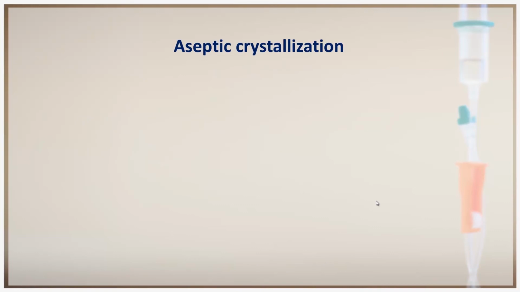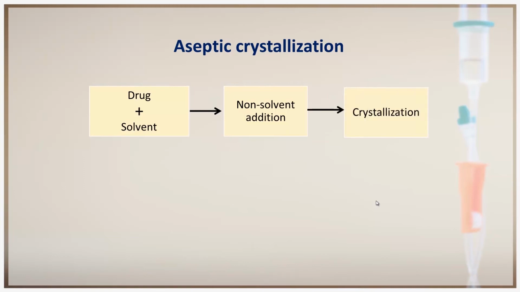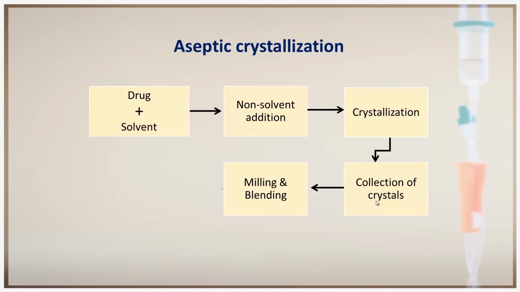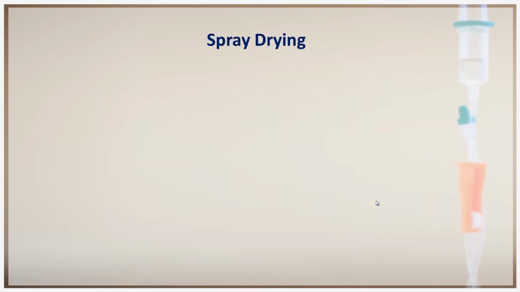Moving to aseptic crystallization. In aseptic crystallization, the drug is mixed with the solvent, an appropriate solvent is used, it is sterile filtered, then it is added to the non-solvent and the solution is kept for crystallization. After crystallization the crystals are collected, and if required, blending and milling of crystals is done and then final packaging. So aseptic crystallization is one of the methods for preparation of dry powders. Moving to the second method, spray drying.